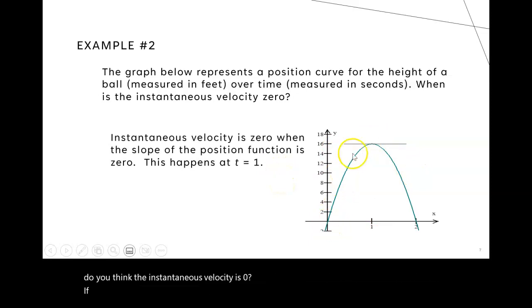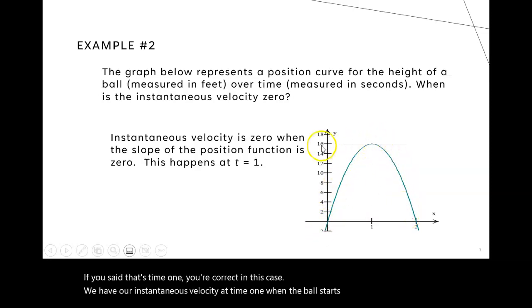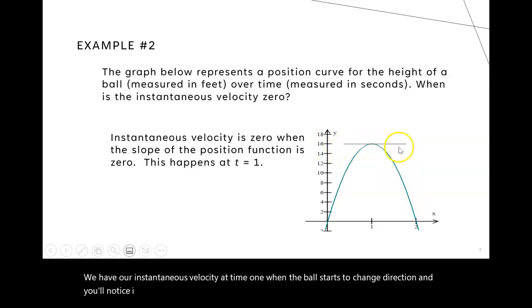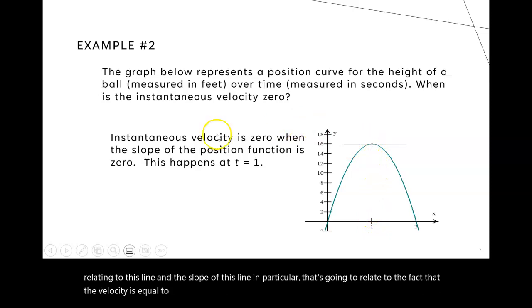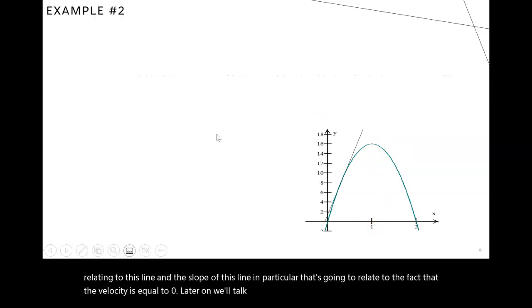If you said that's time 1, you're correct. In this case, we have our instantaneous velocity at time 1 when the ball starts to change direction. And you'll notice I drew a little line right there at the peak. There's going to be something relating to this line, and the slope of this line in particular, that's going to relate to the fact that the velocity is equal to 0. Later on, we'll talk more about that.